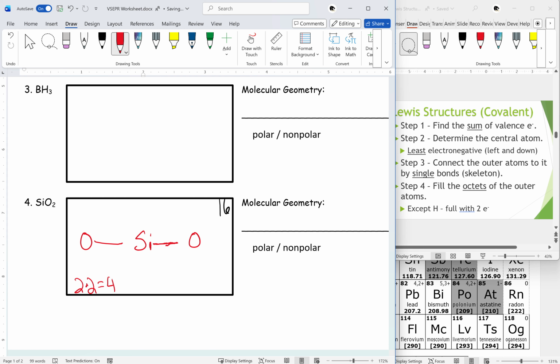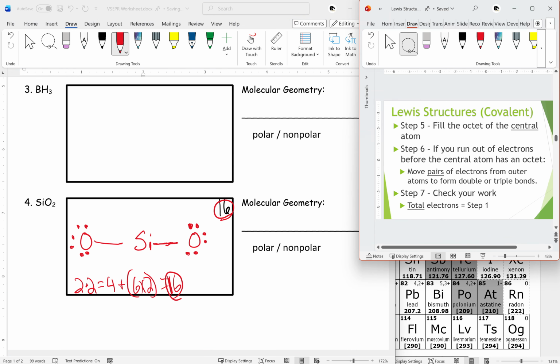Next step, step 4, is to fill the octets of the outer atoms, unless it's hydrogen. We don't have to worry about that, so we're going to fill the octet. The bond is 2. We need to get to octet, which is 8. So we're going to give each oxygen 6 electrons. We did 6 times 2, 12 plus 4 is 16. So we've reached our max on electrons, but we're not done yet. There's some steps to go through.